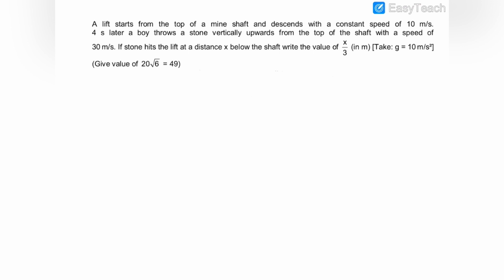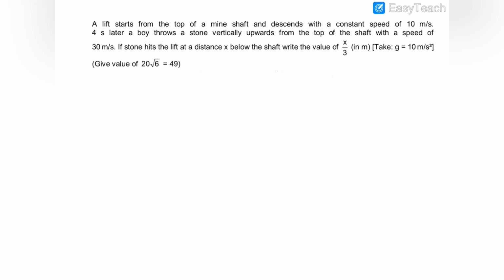In this question, you can see that there is a lift which starts from the top of a mine shaft, and it descends down with a constant speed of 10 meters per second. 4 seconds later, a boy throws a stone vertically upwards from the top of the shaft with a speed of 30, and then the stone hits the lift at a distance x below the shaft. We have to find out x upon 3.